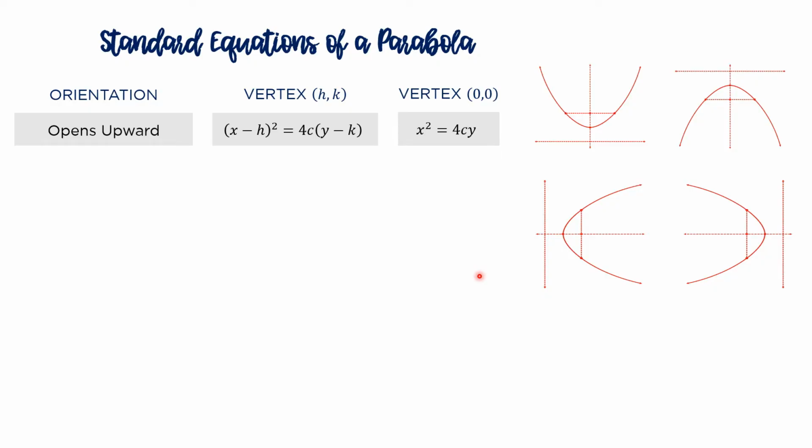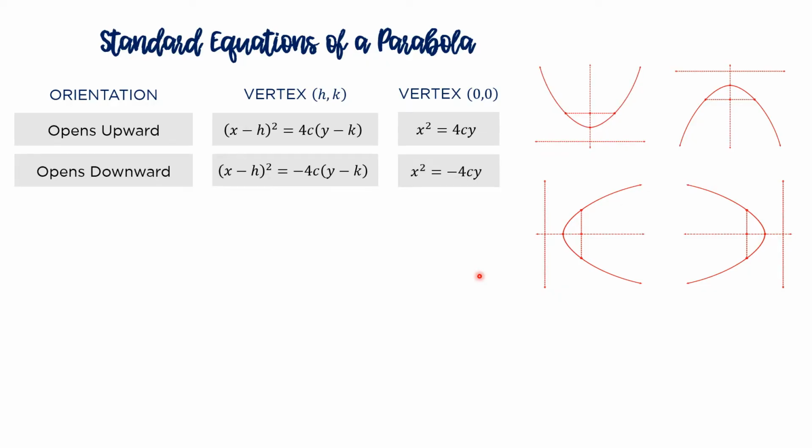If yung vertex naman ay nasa origin, therefore your h and k are 0, so magiging x squared equal to 4cy na lang siya. Okay, so that is for the parabola that opens upward. Ngayon naman, what if the parabola opens downward? So, ang nangyari lang, if you can notice here, yung 4c ng upward, naging negative lang. Okay, so yan lang yung kaibahan nila. So, naging negative 4c lang sila.